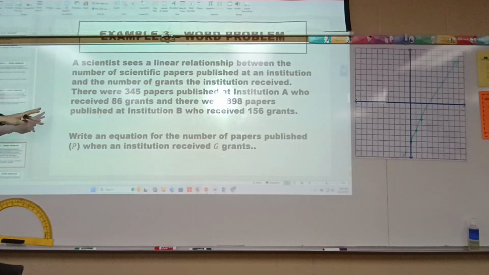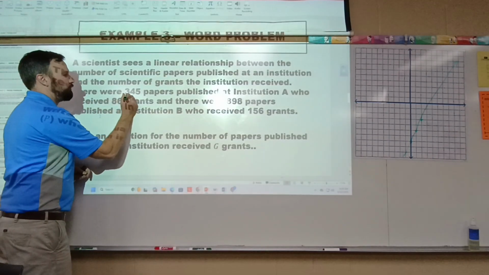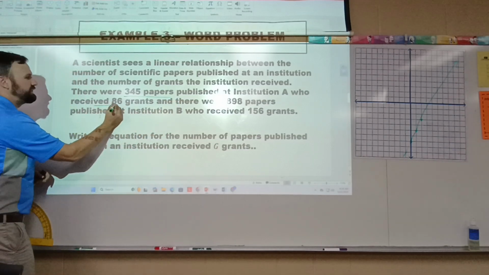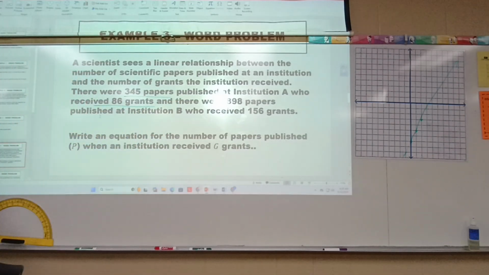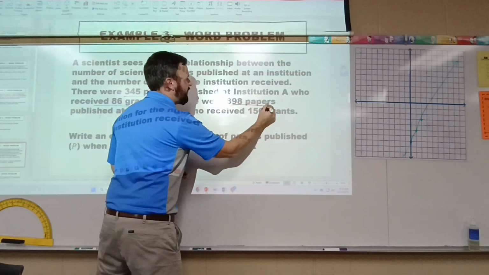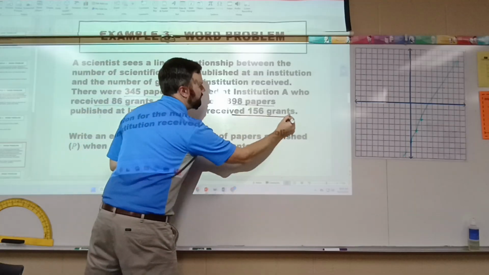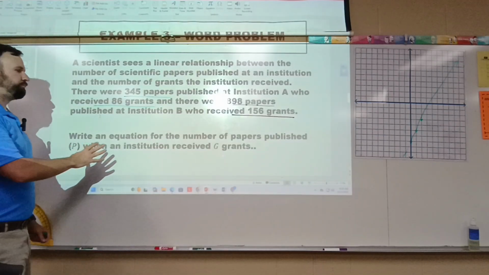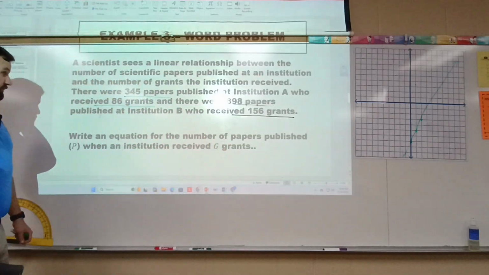All right, so a scientist sees a linear relationship between the number of scientific papers published in an institution and the number of grants the institution received. They found that there were 345 papers published at an institution that got 86 grants. Then they also found another one, 898 papers and 156 grants. So write an equation for number of papers based on received grants.